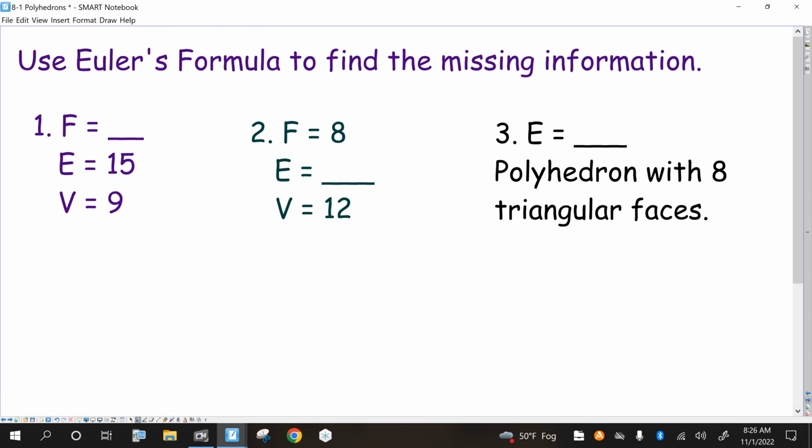All right, so let's use our Euler's formula to find the missing information. You can just use Euler's formula and then write down your 3 problems. And we'll see if we can solve for the missing piece that's there.